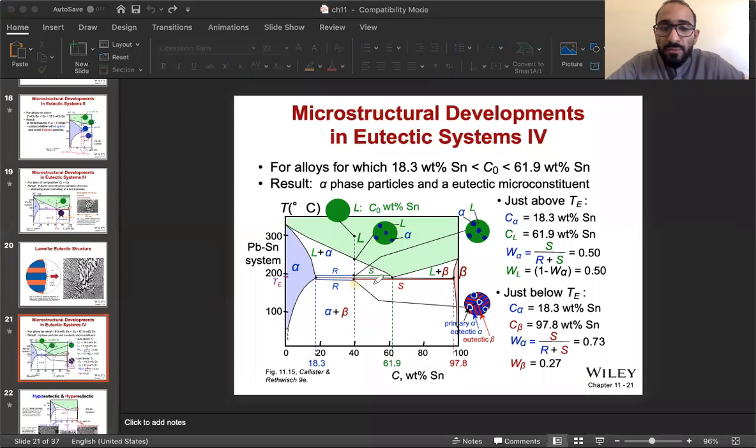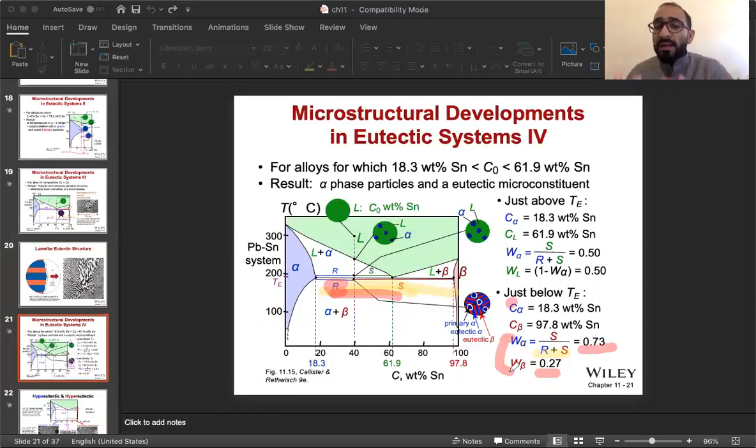You're going to take the distance of the opposite side, here we call it S, right? So S over the total distance, here R plus S. If you want to know the weight fraction of beta, you're going to take the distance of the opposite side, here R, and then divide it by R plus S, the total distance. Or you can say, I know that I have two main phases, alpha and beta. So we can say 1 minus 0.73 is going to tell you 0.27.